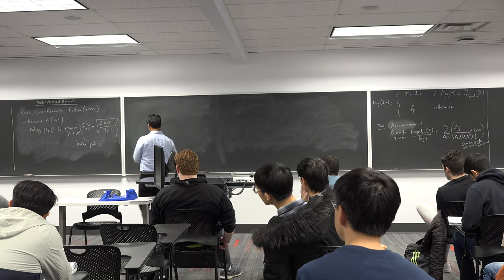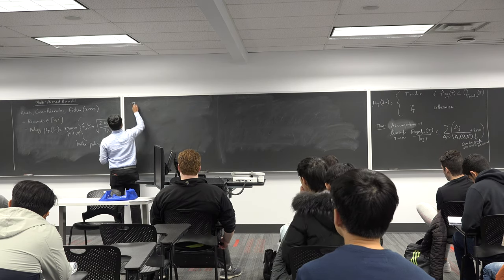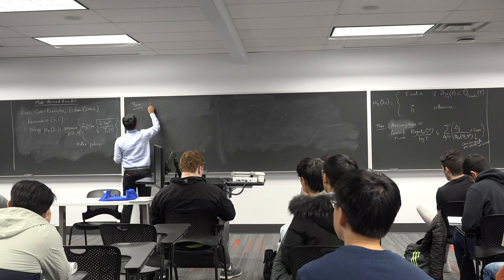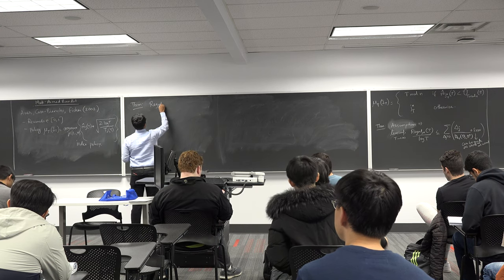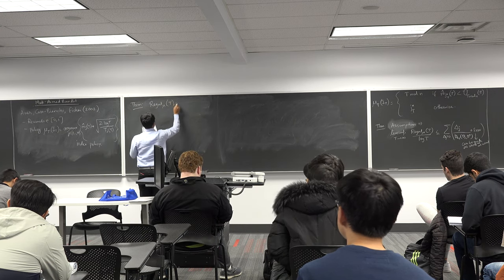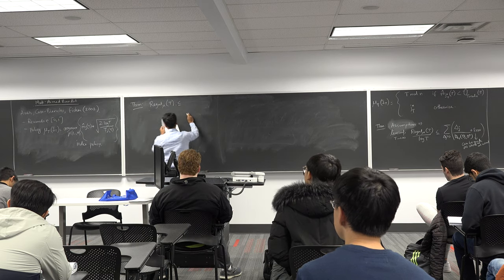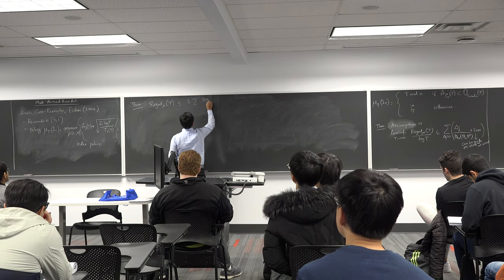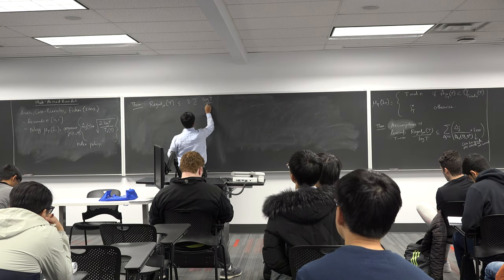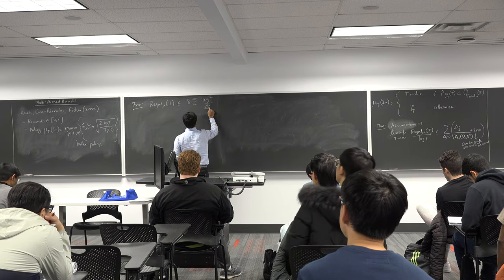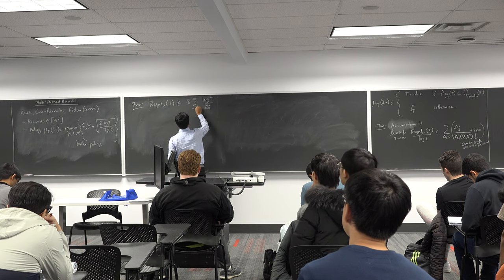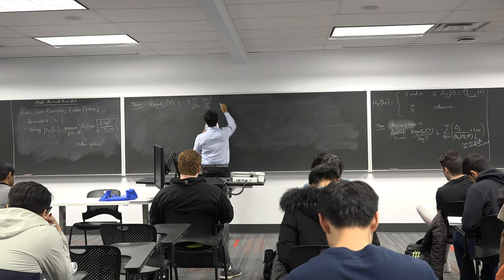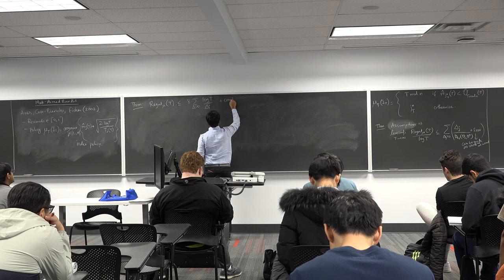Then their result is the regret mu of T is less than or equal to 8 summation log T over delta_i, for i greater than 0, plus some constant.